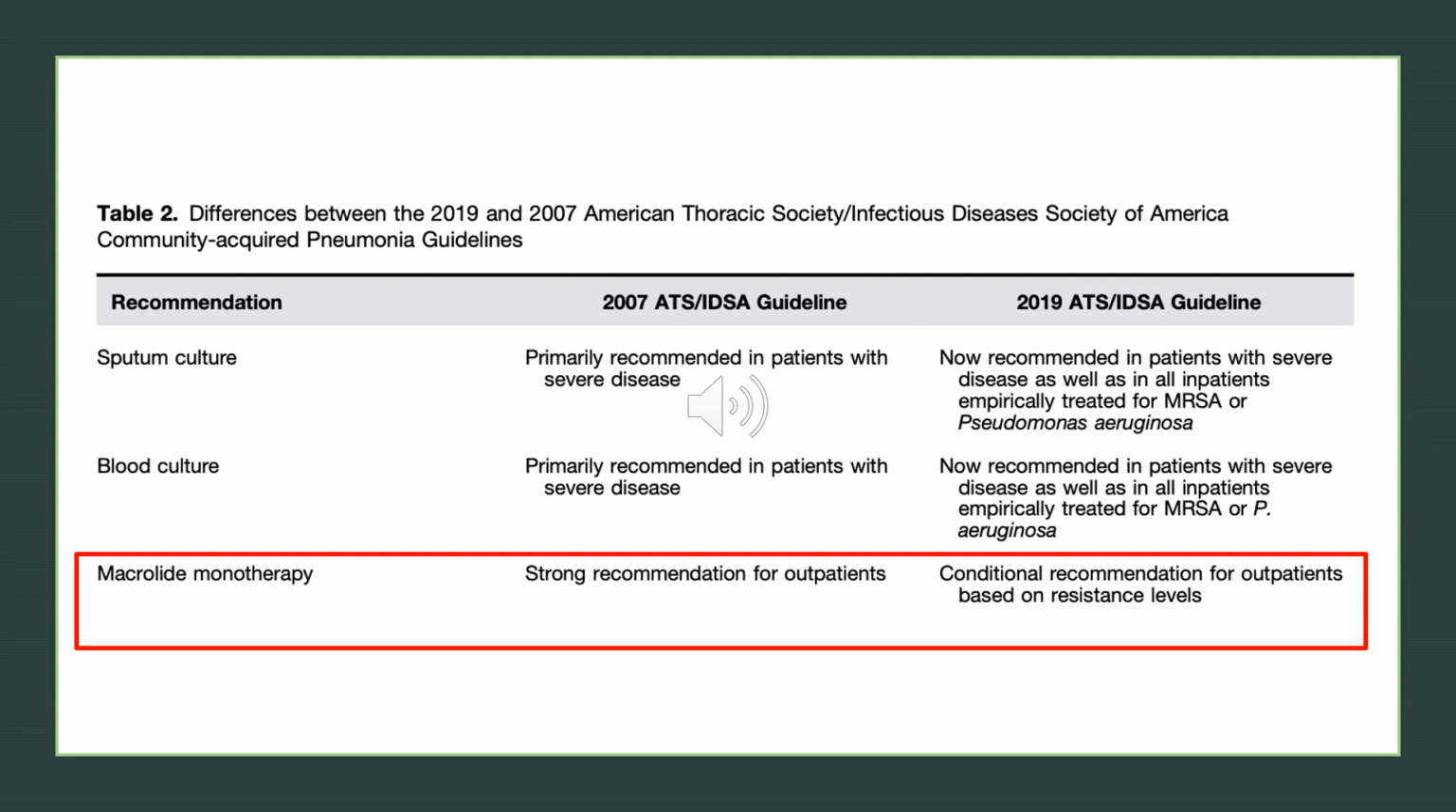So this is going to be table 2 from that same clinical practice guideline as referenced in the previous slide. We have here a comparison between the 2019 and 2007 clinical practice guidelines. In the last row, we have macrolide monotherapy. In 2007, it had a strong recommendation for outpatients with community-acquired pneumonia. And in 2019, now we have a conditional recommendation for outpatients based on resistance levels. In the next slide, you'll see an example of where we have our breakpoint of that resistance level.